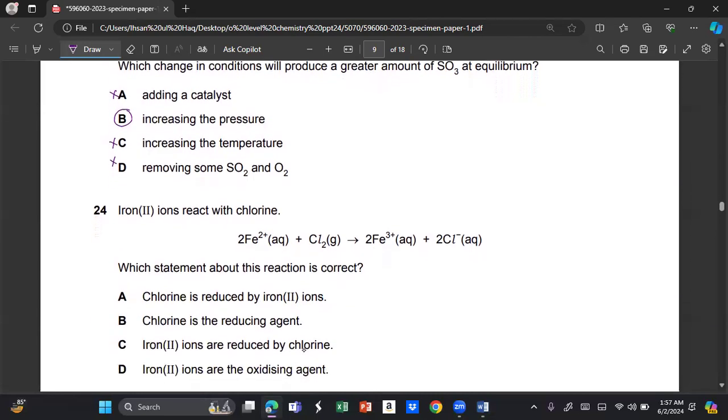24. Iron 3 ions react with chlorine. Iron 3 ion definitely it shows it. Ionic equation is given. Iron 2 aqueous reacts with chlorine Cl2 gas and gives us iron 3 aqueous and chloride ions aqueous. If you see the oxidation state of iron 2, it is +2 here. The chlorine has 0 oxidation state. According to the rule, a free element has oxidation state 0. Iron 3 is +3, Cl is -1.